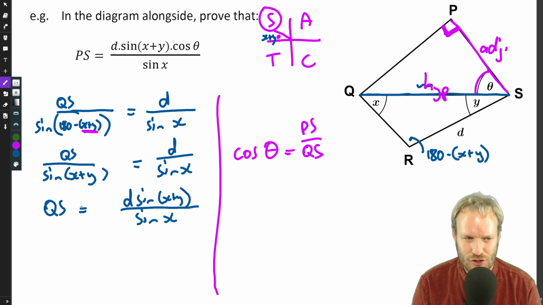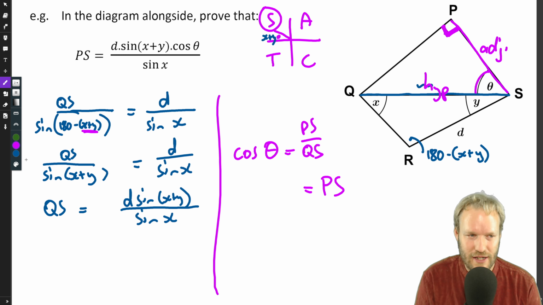Now, I'm not going to substitute QS in just yet, because I think it'll be easier to manipulate this equation. What we really want is just PS on one side of our equation. So let's multiply both sides of the equation by QS. Then we'll just have PS. What you do on one side, you do to the other. So here we've got QS times cos theta.